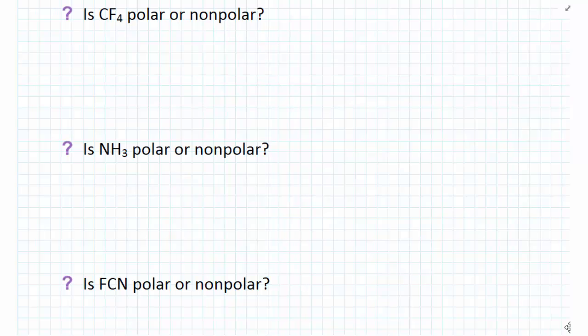Let's take a few minutes. Why don't you guys draw the structures of CF4, NH3, and FCN, and do just what we did. Draw the arrows on the bonds, decide if the arrows cancel out fully, or if they add up to a net dipole moment.